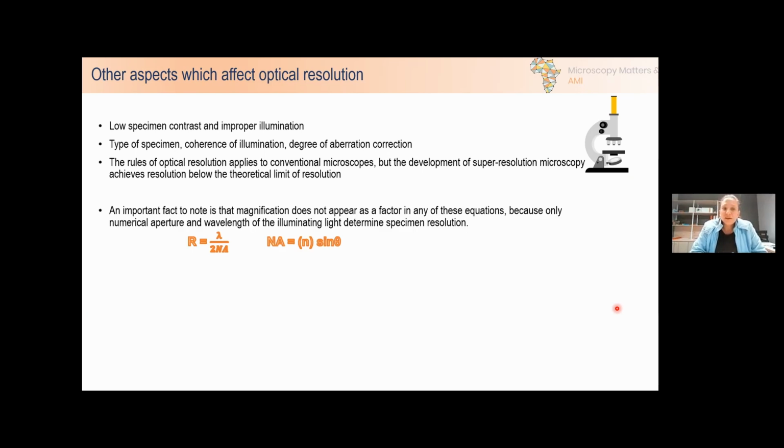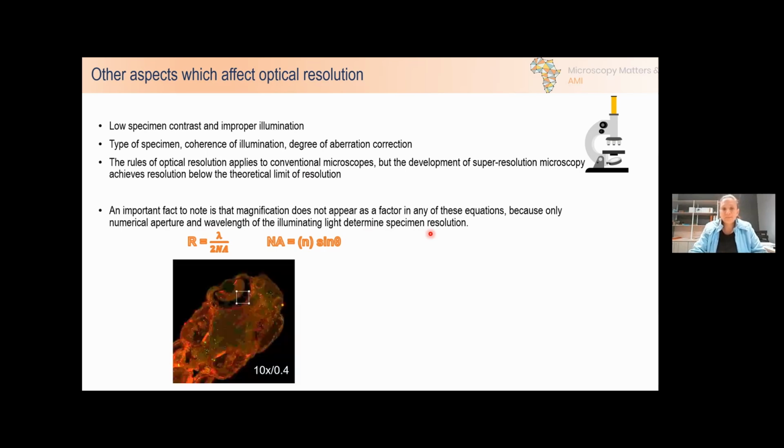Also, an important fact to remember is that magnification is not a part of these equations. So it's not a factor when we talk about optical resolution. It's basically only the numerical aperture and the wavelength of the illuminating light that determine the specimen resolution.